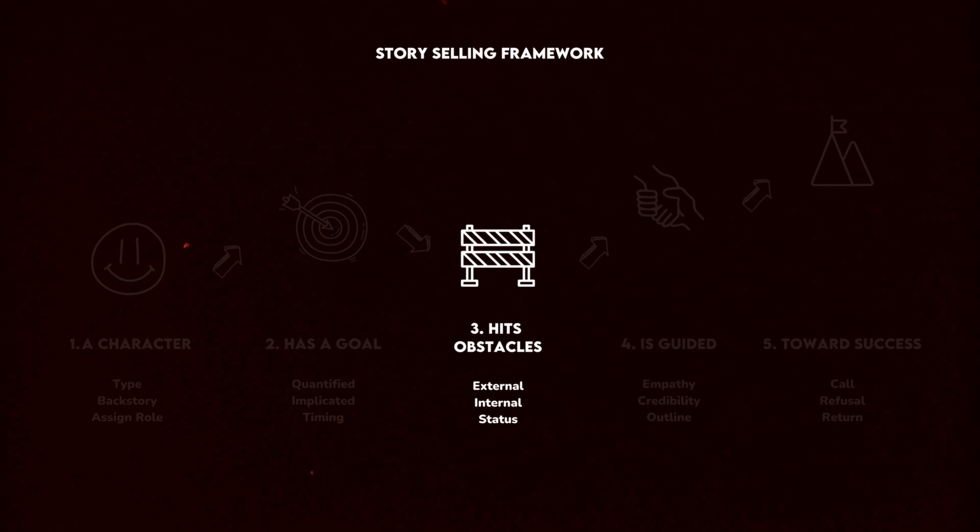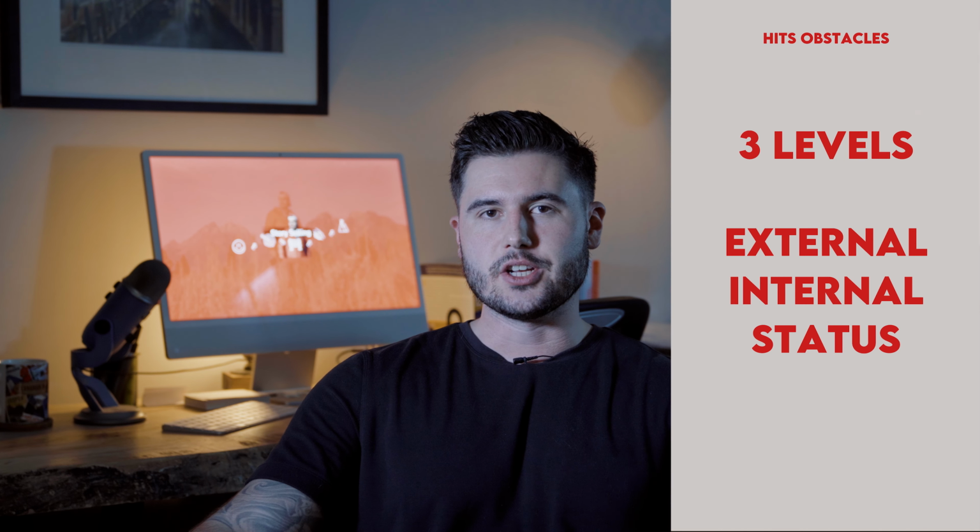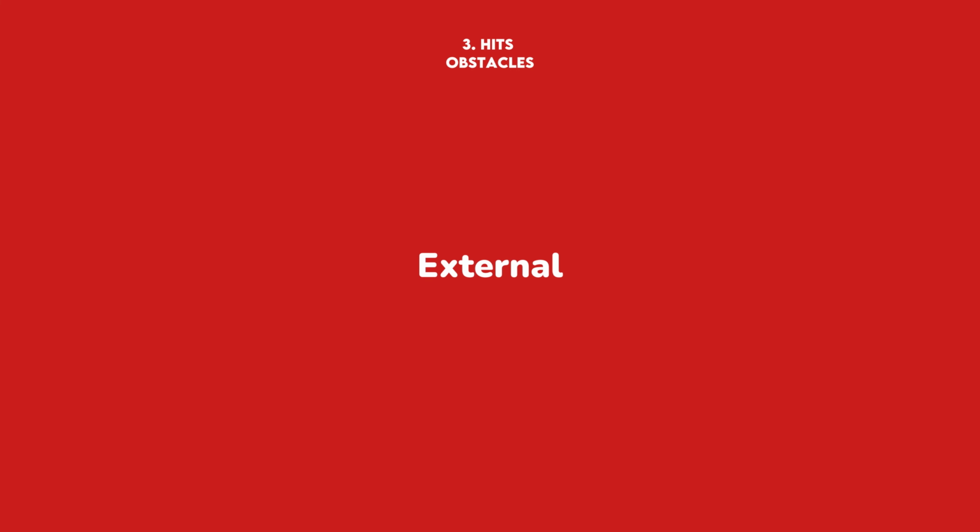Number 3 of 5 in the 5-step story selling framework is hit an obstacle. There are essentially 3 levels to every single obstacle. There's the external, there's the internal, and then there's the status. So using a weight loss example, because everyone understands weight loss really well, the external problem would be that I've had a problem losing 20 pounds for the last 3 years.